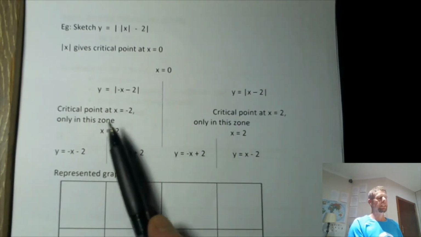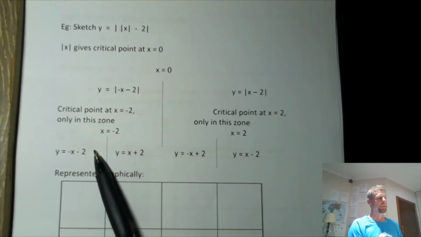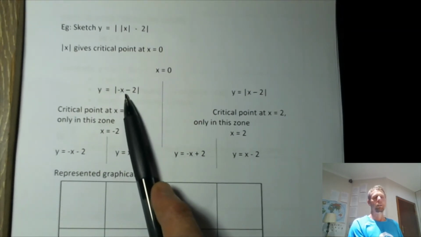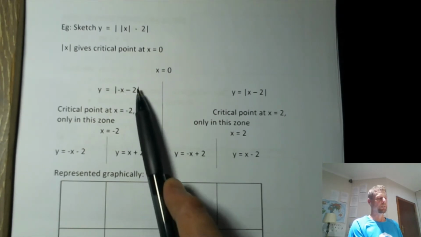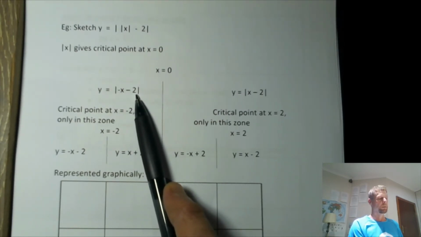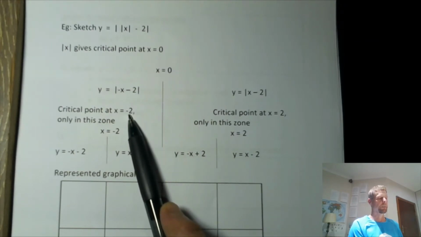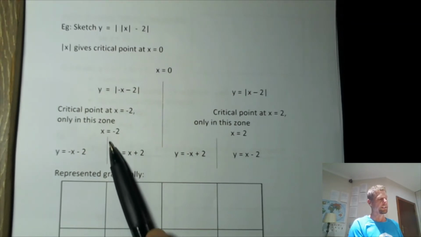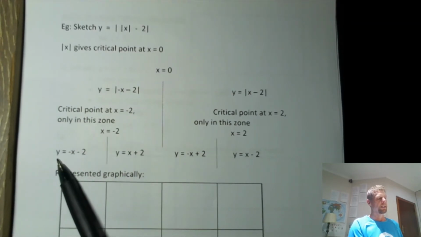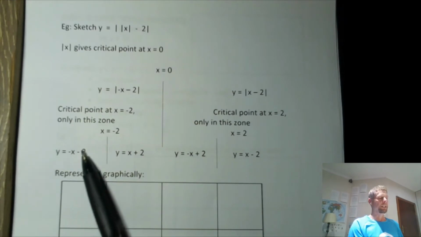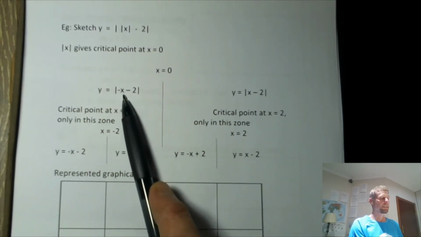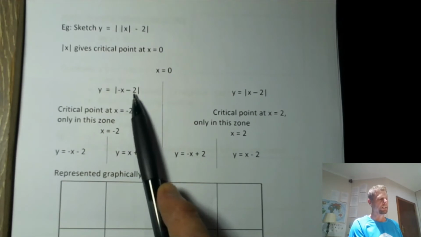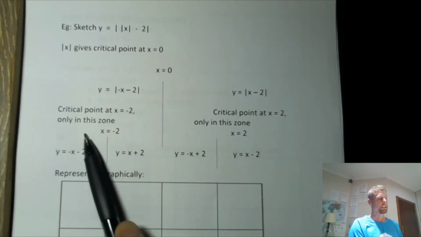And similarly, the same applies where x is smaller than 0. Looking at this equation, we've got a critical point at x equals minus 2, because that gives you 0. So your critical point is at minus 2. And for this zone, when x is very big negative, you can see that, because it's minus minus, it becomes very big positive. So you can just remove the mod sign, because that is positive.